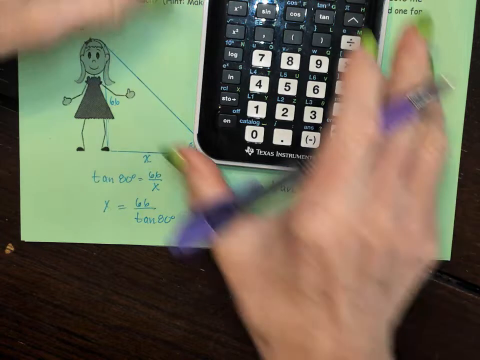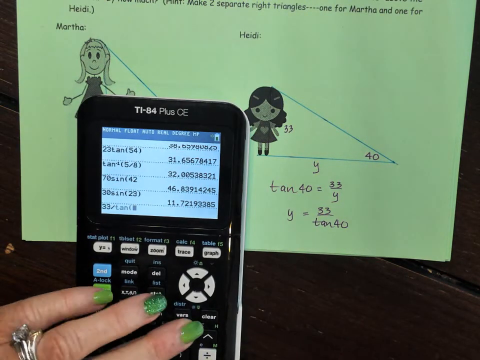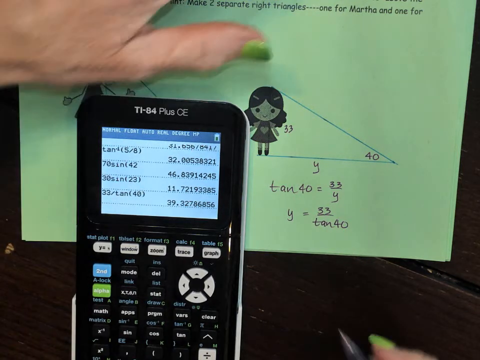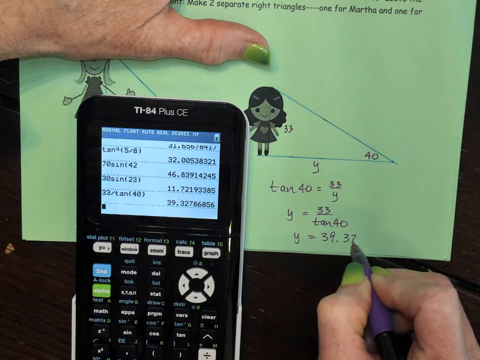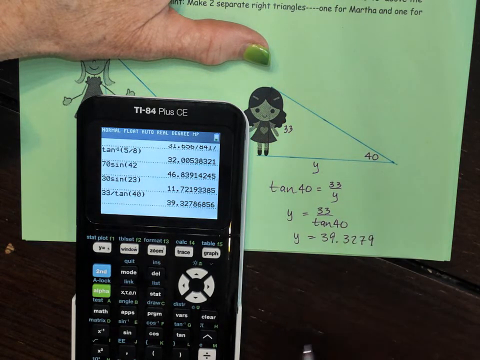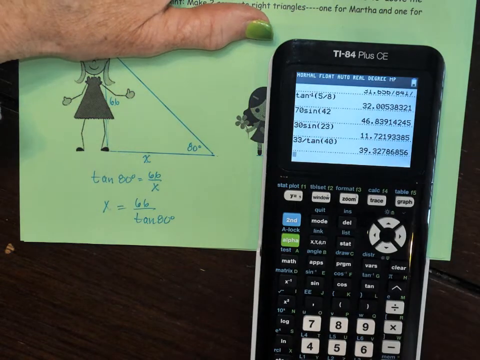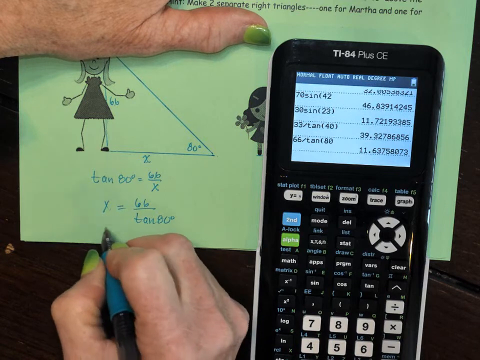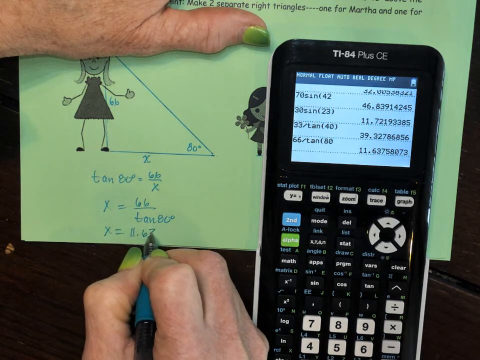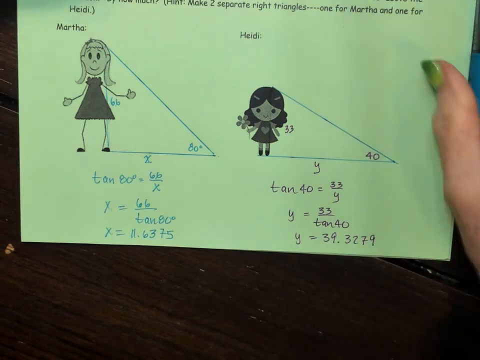All right, here we go. Here's Heidi's. 33 divided by tangent 40 is 39.3279, because that 6 made that 8 round up. And Martha's is 11.6375. All right, now let's go back to the question.